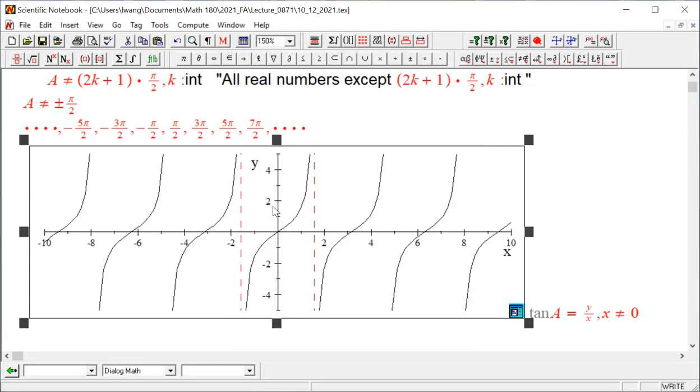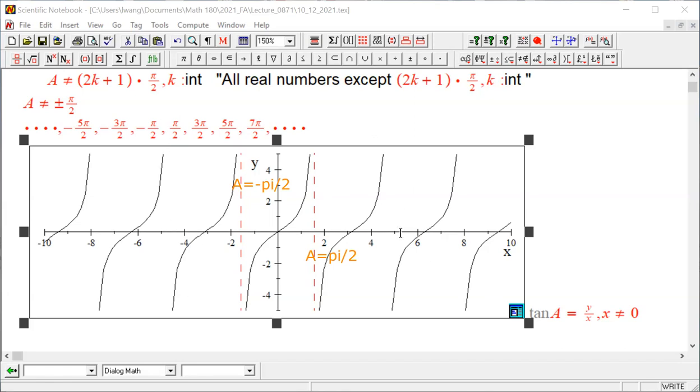You see this vertical line, this vertical line is A equals negative pi over 2. And that vertical line is A equals pi over 2. These are the forbidden, no flight zone. You cannot fly over. Got it? The curve cannot fly over. Separated. So these are the pieces.